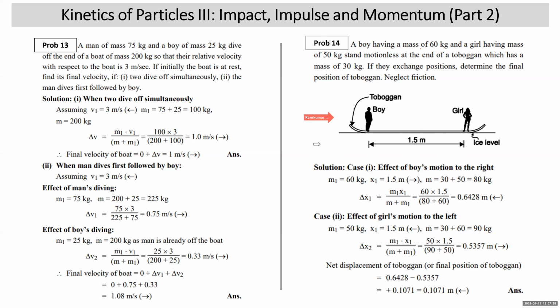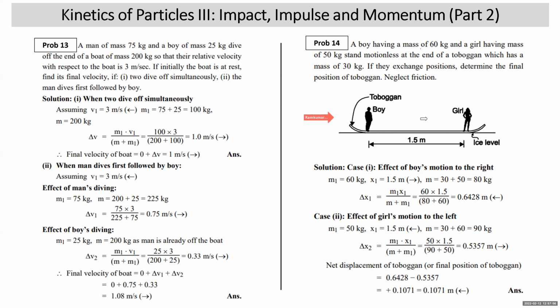Now you can see what a toboggan is. Let's first understand what a toboggan is. A toboggan is something like a small boat which is used on ice. A toboggan is a small, lightweight boat which is used on ice. Now this is the toboggan. This is the ice level.